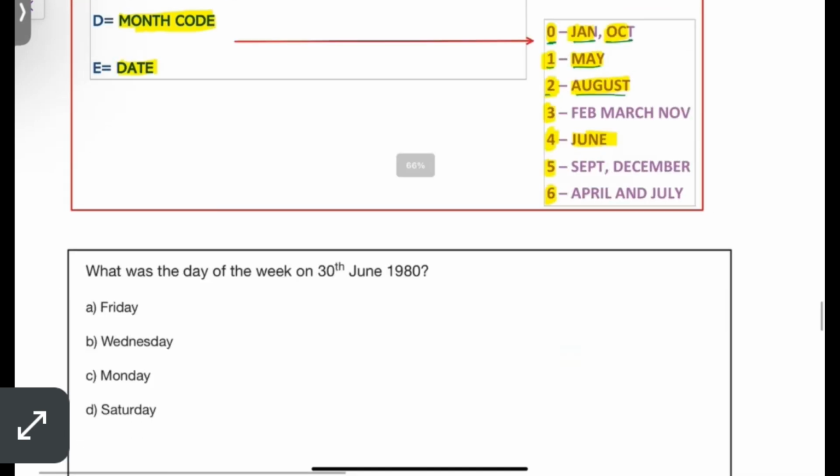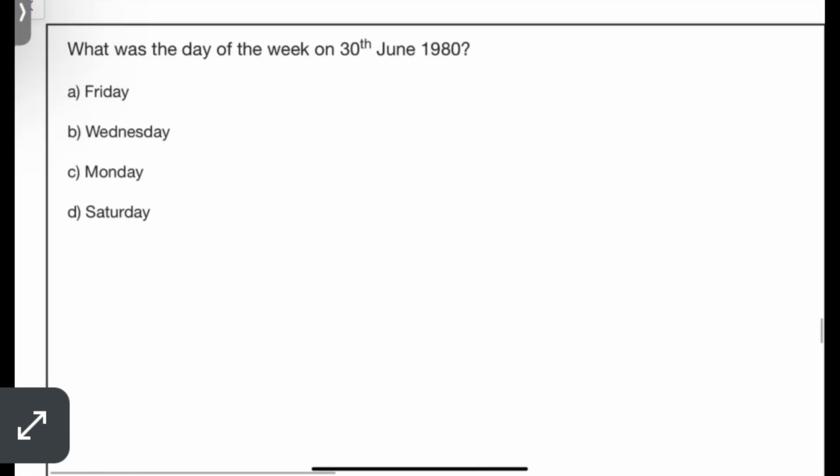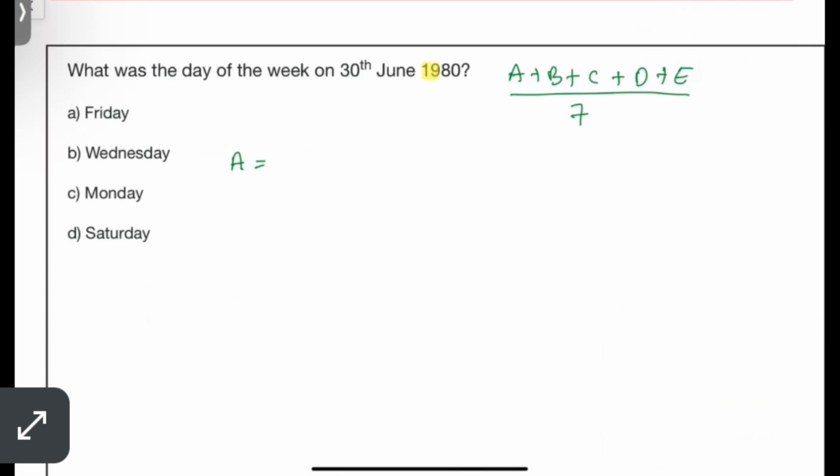So let's try a question using this one. The formula was A plus B plus C plus D plus E divided by 7. Okay, the formula was that. But let's start from A. What does A say? The first two digits of the year divided by 4. What's the first two digits of the year? 19. So 19 divided by 4.